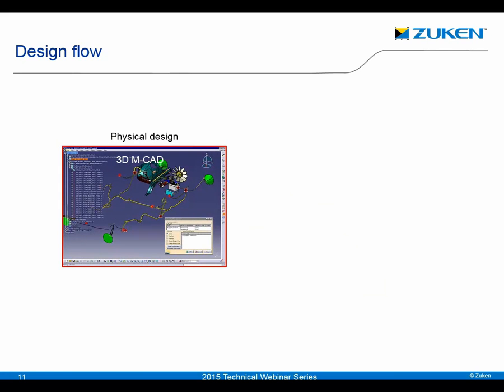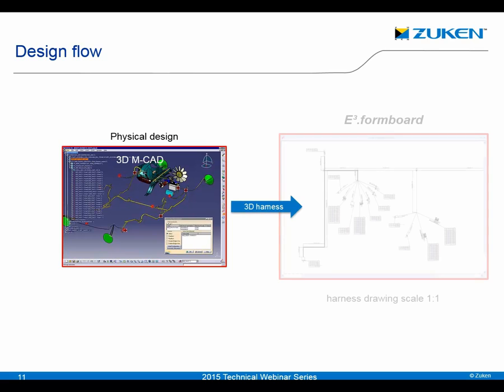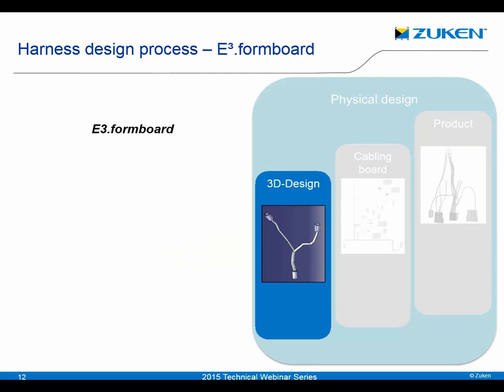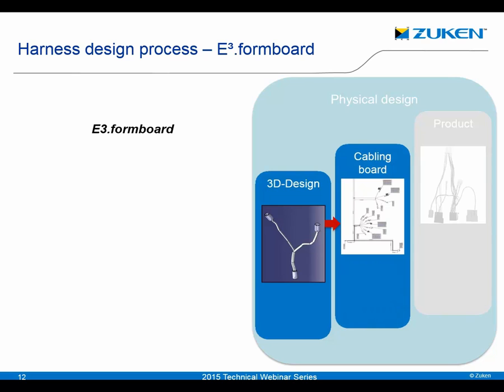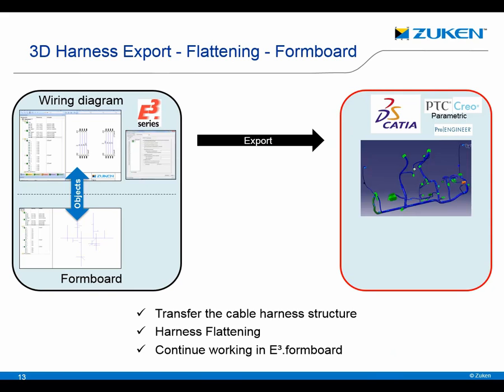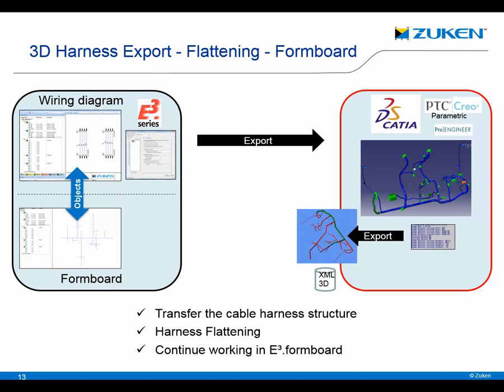When the routing in the 3D environment is finished, we have to convert the harness to a scaled 2D drawing. To create a cabling board, we use the 3D design data and create a scaled 2D drawing. Therefore, we use E3 formboard. Here we can see the process in detail. When the routing of the harness in the 3D environment is completed, we use the harness export function to export the 3D harness into an XML file.